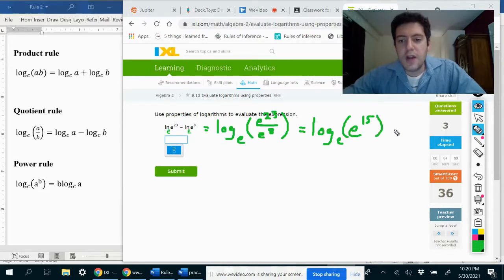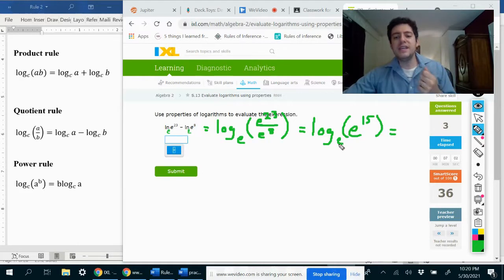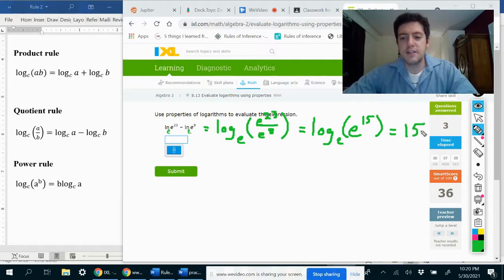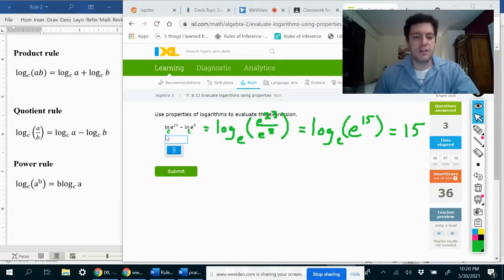Now we're asking the question, e to the power of what would give us e to the 15th power? Well, that would be 15. So there's our answer for that one.